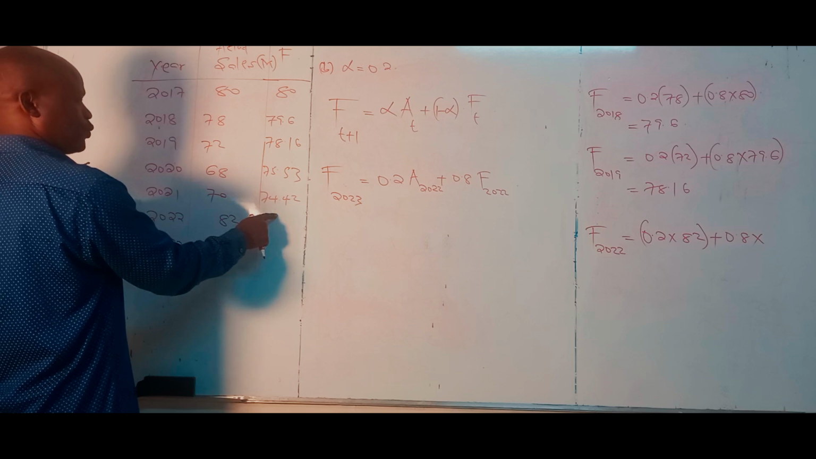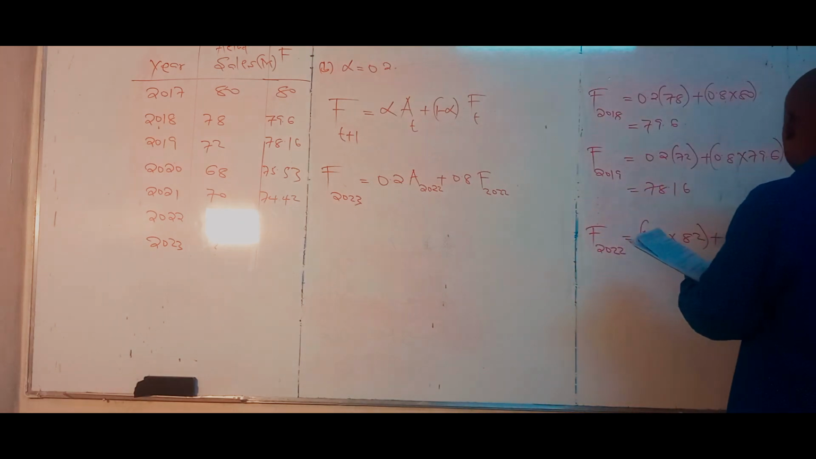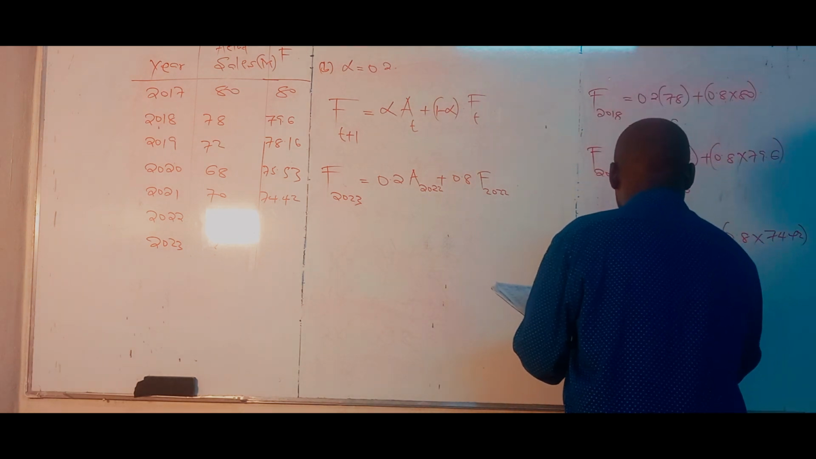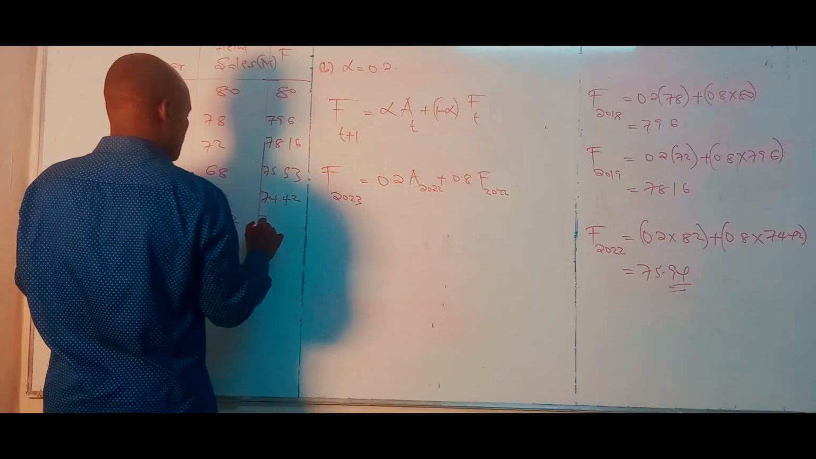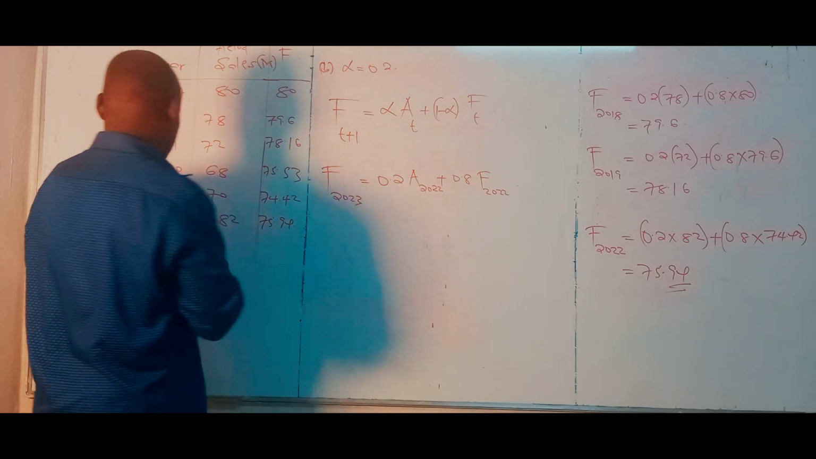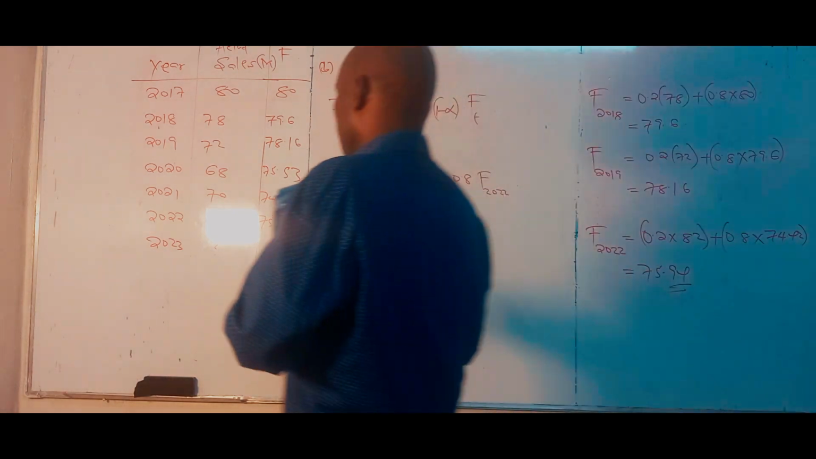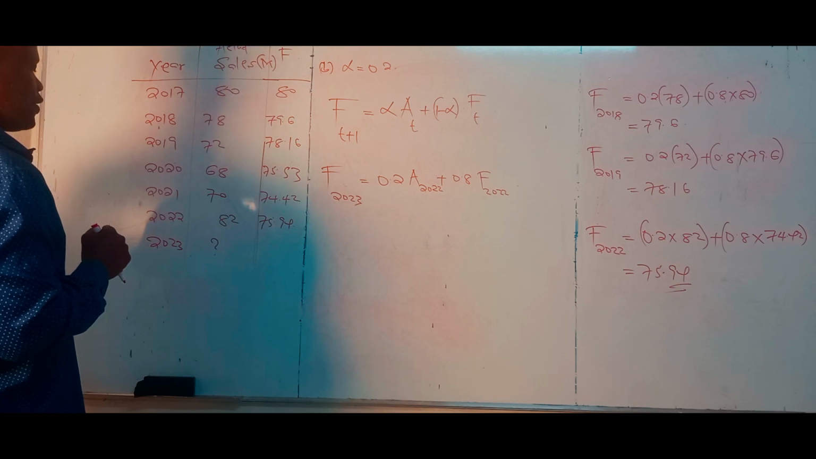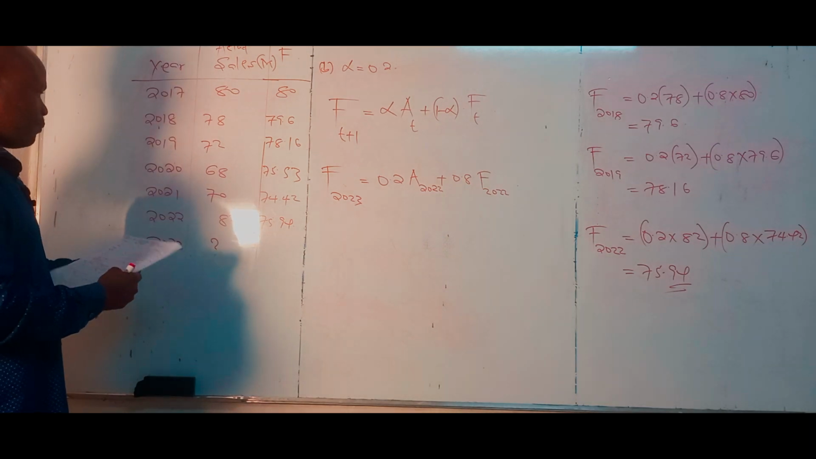So for 2021, it will be 0.8 times 74.42. If you do that, it should give you the forecast for 2022 as 75.94. That's what we have here. Forecast for 2022 is 75.94.